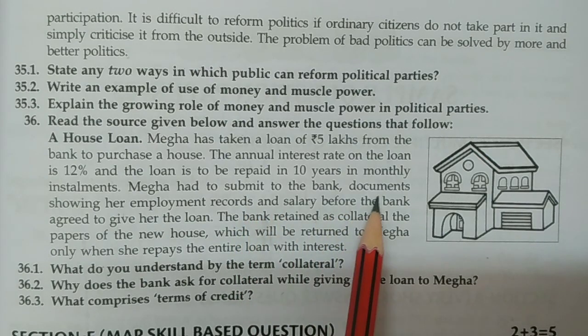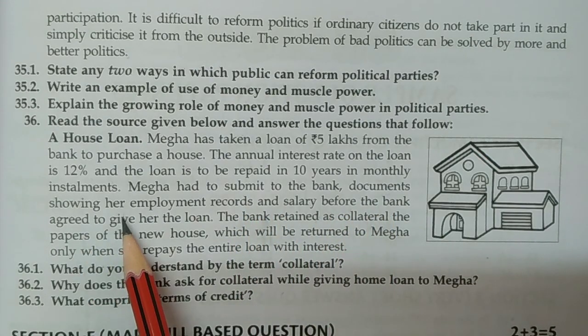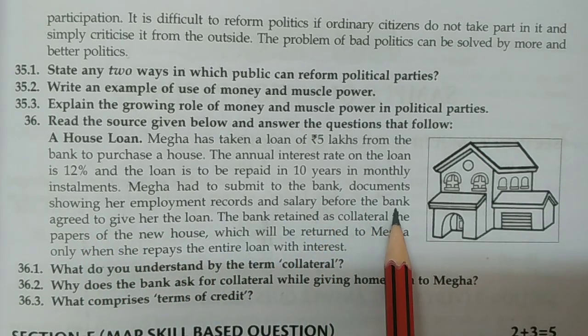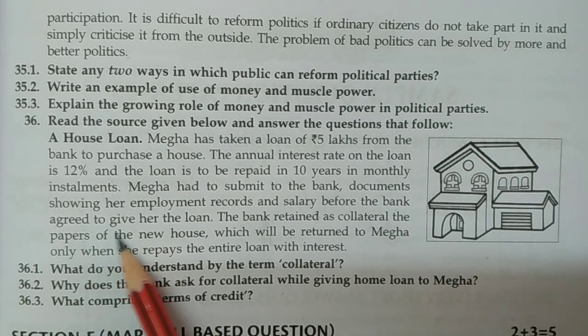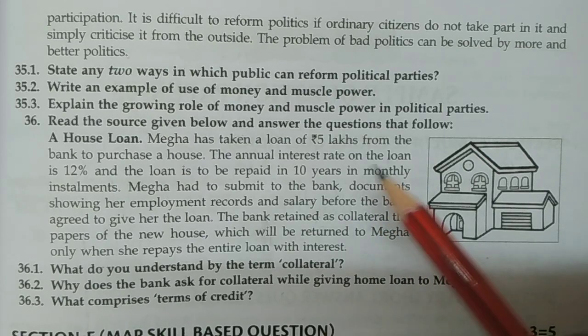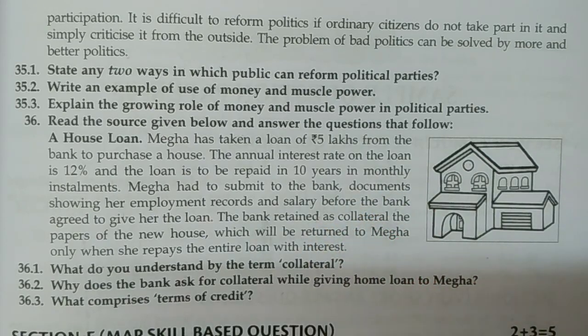to the bank documents showing her employment records and salary before the bank agreed to give her the loan. The bank retains as collateral the papers of the new house, which will be returned to Megha only when she repays the entire loan with interest. Thus, we have found this passage from here. It's a case-based study like that passage, and you can see here there are three questions given here.